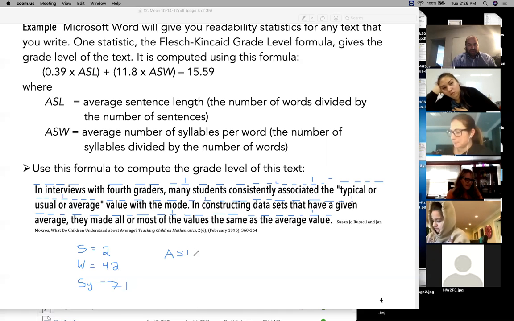What's the ASL? Average sentence length is 2. No, that's how many sentences. That's not the average sentence length. They tell you it's the number of words divided by the number of sentences. So what's ASL? Number of words divided by the number of sentences: 42 divided by 2. So 21.